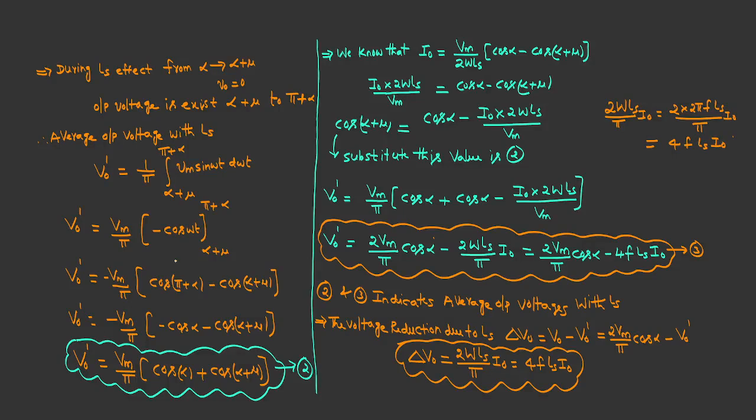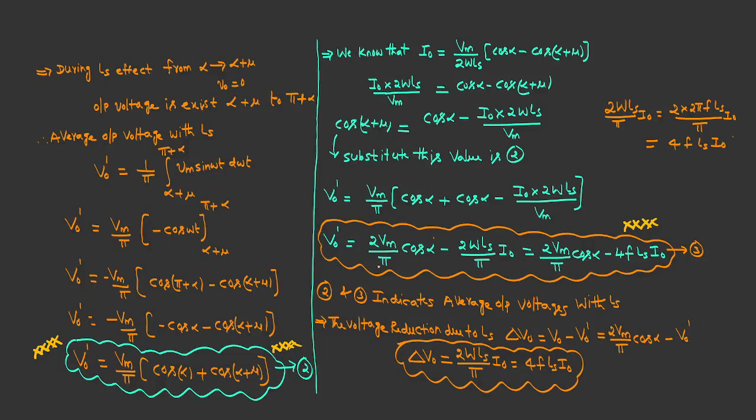Next, what is the average output voltage, friends, with source inductance? The average output voltage formula is Vm by pi into cos alpha plus mu. This is one way to calculate the V naught with source inductance. And one more formula with source inductance, this is the third one, friends. Whatever numbering I have given now, you have to remember those numberings.